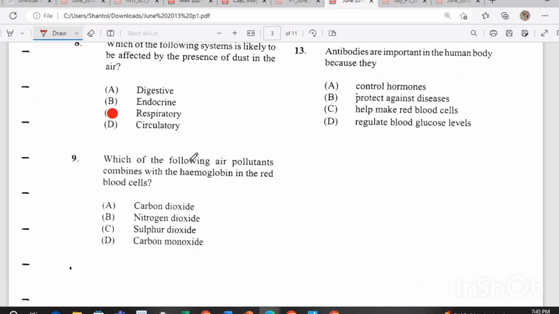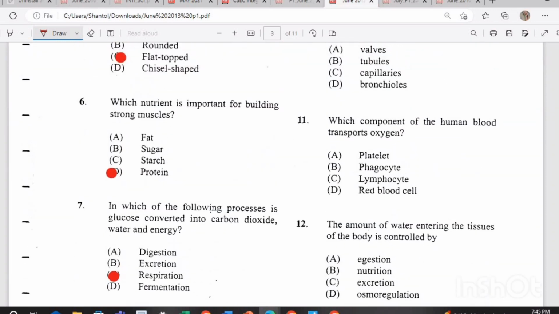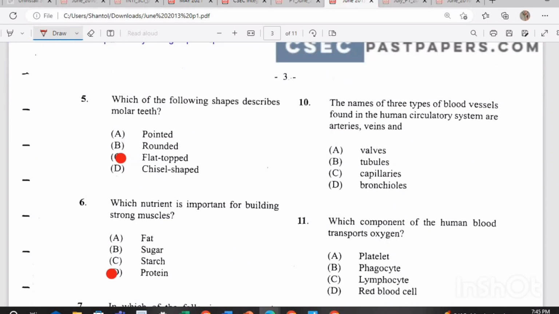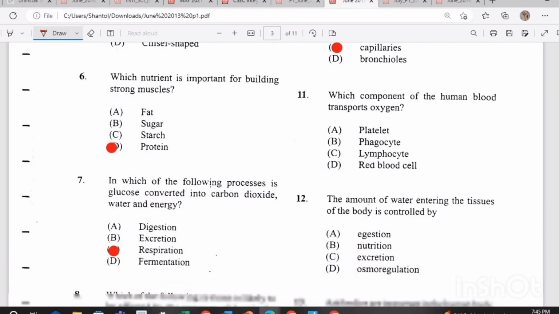Question 9. Which of the following air pollutants combines with the hemoglobin in the red blood cells? The answer is D, carbon monoxide. Question 10. The names of three types of blood vessels found in the human circulatory system are arteries, veins, and, if capillaries sound familiar, that's because it is. The answer is C, capillaries.